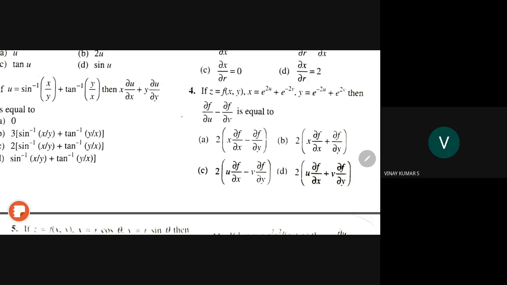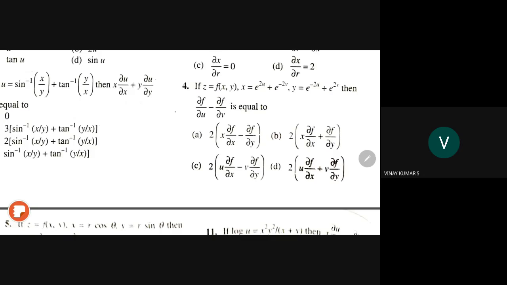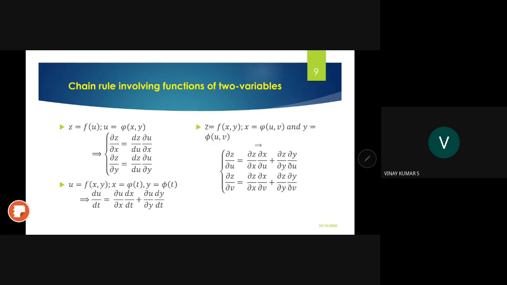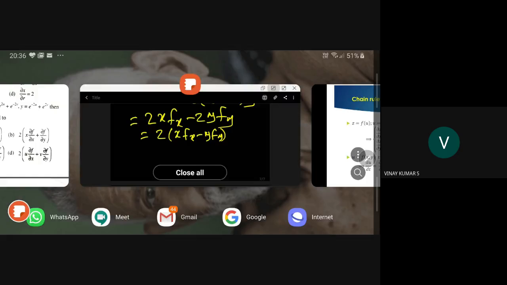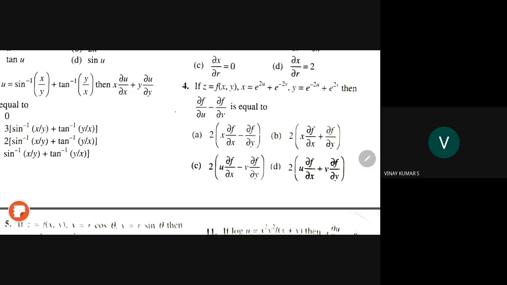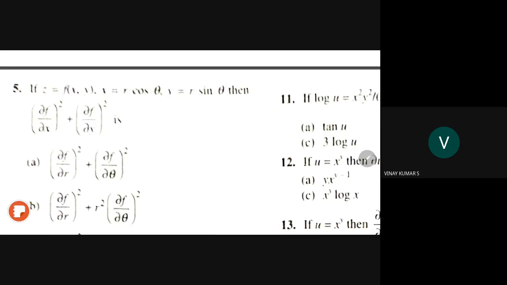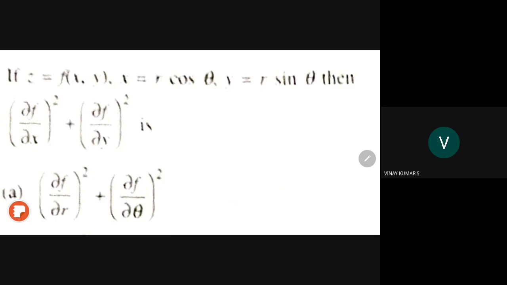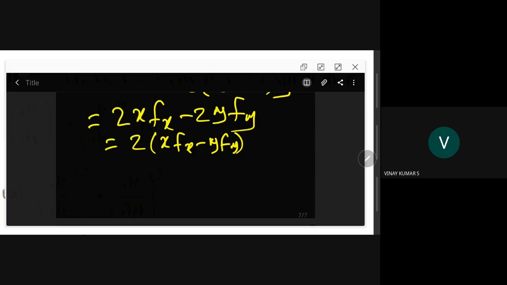For this one, what I mean to say is that we have seen the first one and the third one, the chain rule for two variables. In this third one, we have used the right hand side part. So that is the fourth question. The fifth question is also a similar one.